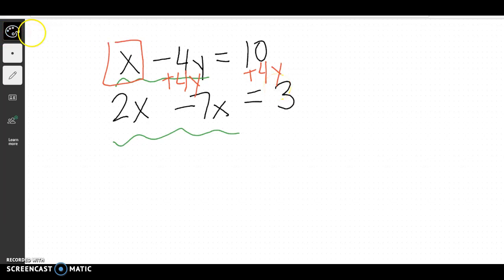And so the first thing I need to do is get x by itself, and how I'll do that is I'll add 4y to both sides. So what I'll get is x equals 4y plus 10.